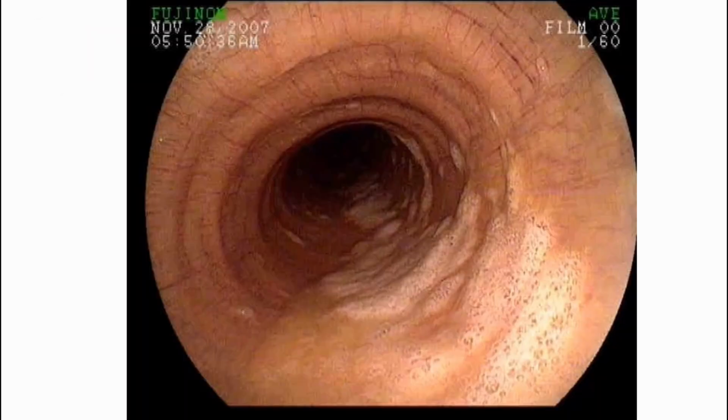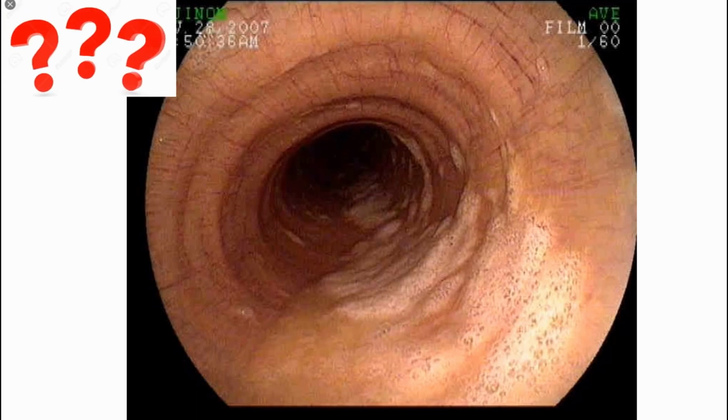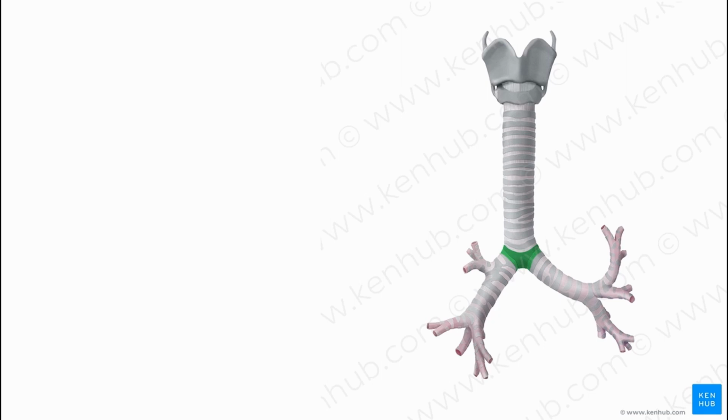This is endoscopy of the trachea. An endoscope is pushed down into the trachea, and you can see at the periphery the presence of incomplete cartilaginous rings. Going down the trachea with the endoscope, you reach the point of bifurcation. This point of bifurcation in this image is marked green.